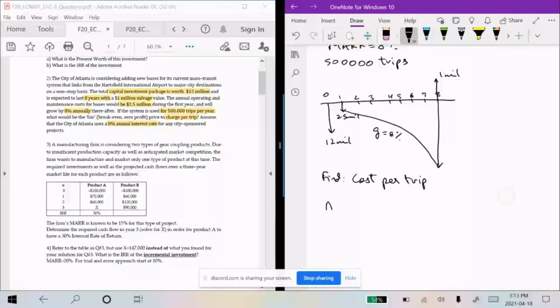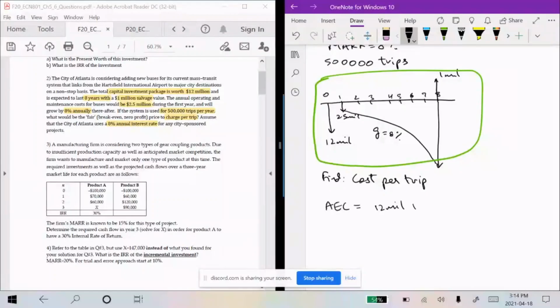Now what we do for this one is we need to find the annual equivalent cost of this entire system, everything included. And then we divide that by 500,000 to find the cost per trip per year. There are 500,000 trips per year. So to find this annual equivalent cost, it's 12 million in the first one, plus 2.5 million, plus 0.5. We use the formula for the geometric gradient, P given A1, where g equals 8% and i equals 8%.